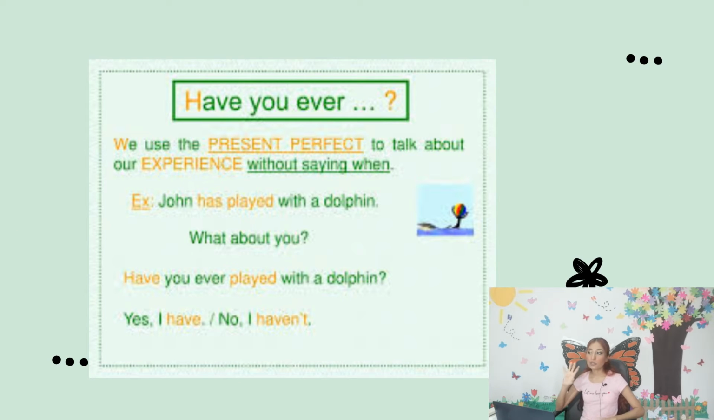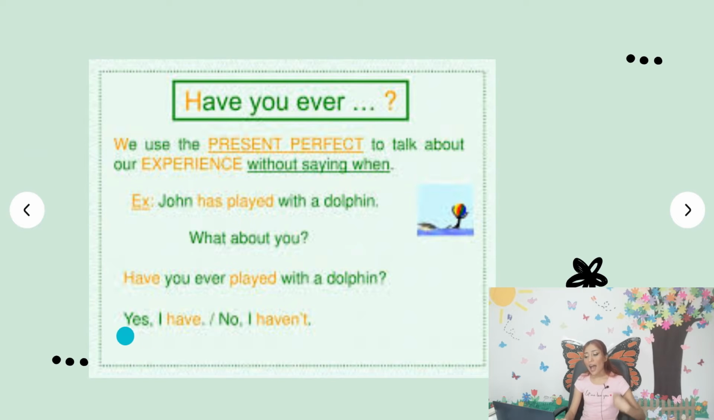So when I want to say, for example, the first time that I tried sushi, but I don't want to mention when was the first time that I tried it, because maybe I don't remember when was it, or maybe I don't want to mention it because I don't think it's important. So, for example, it says, John has played with a dolphin, okay? It means something that happened in the past that is not happening right now.